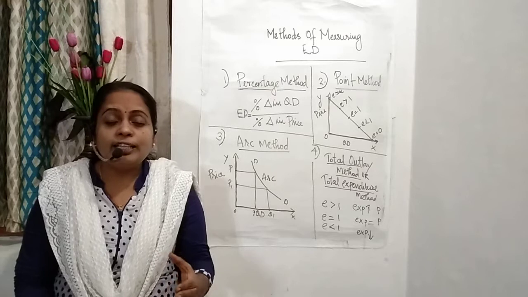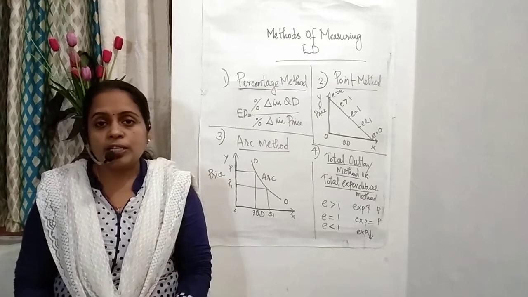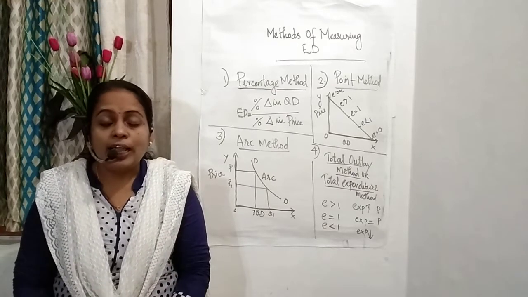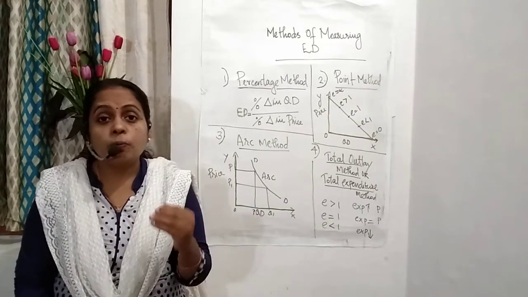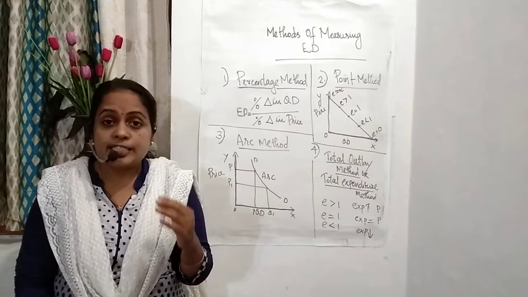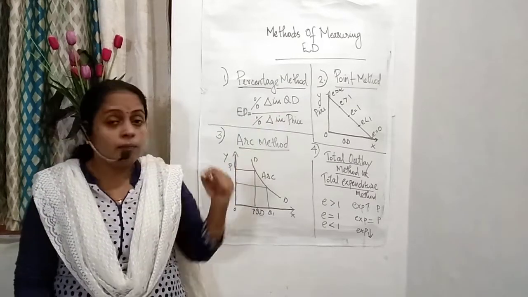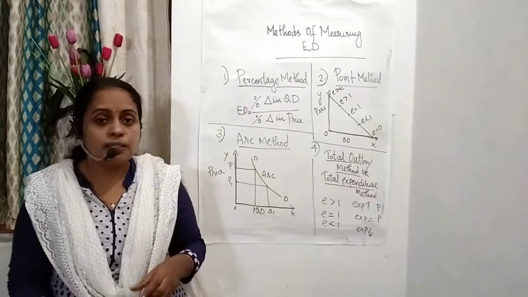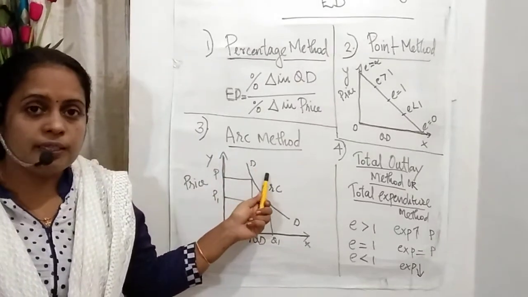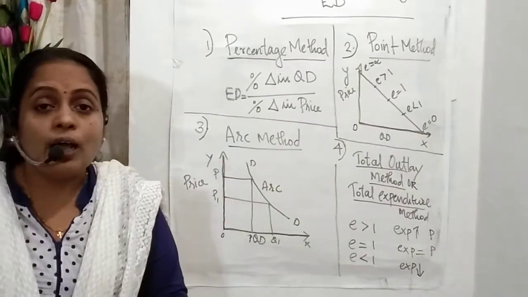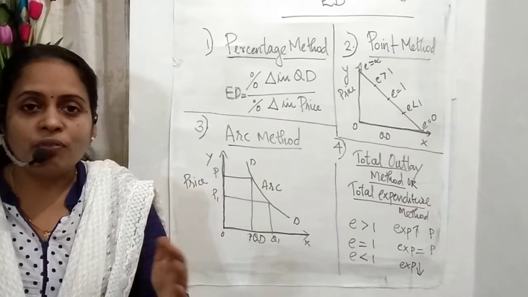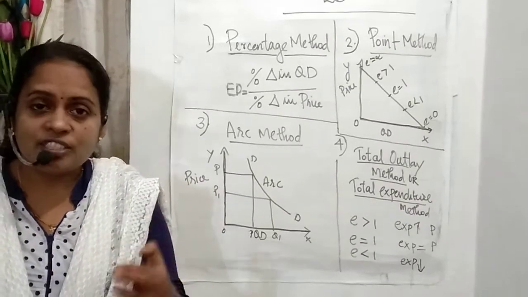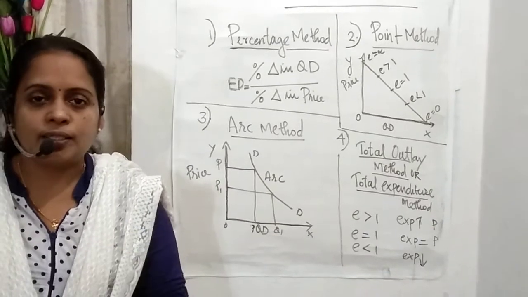Okay, commonly there are 4 methods of measuring elasticity of demand. And those 4 methods are, first one, the percentage method or proportionate method. Second one, the point method, that's a diagrammatic method. Third one, arc method. And fourth one, total outlay or expenditure method. Let's discuss one by one. Start with the first technique, that is percentage method.